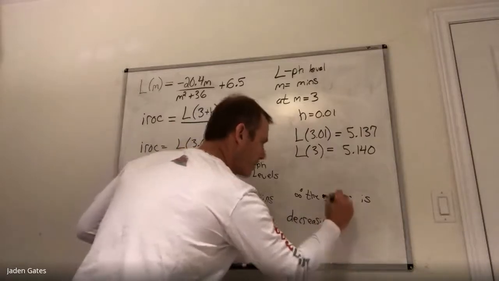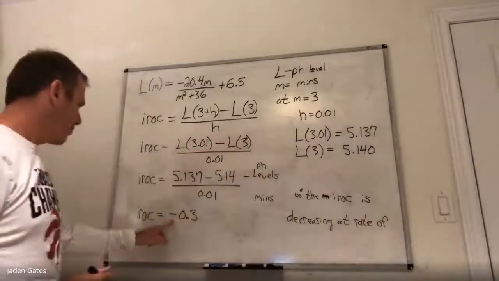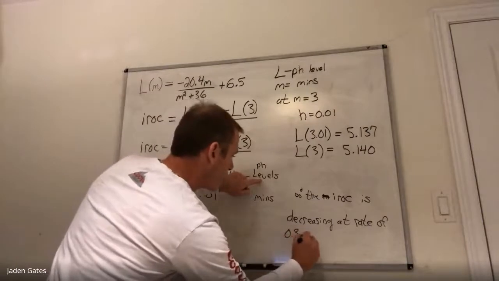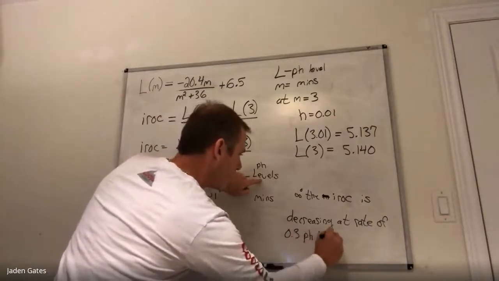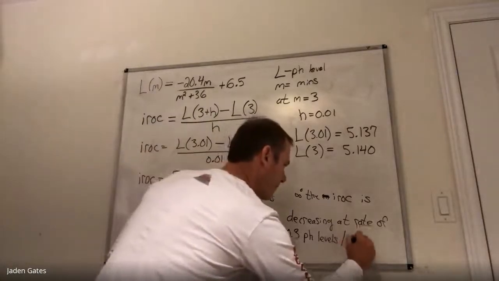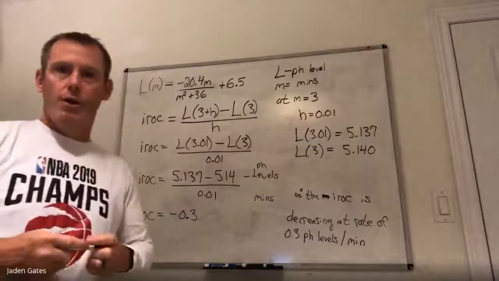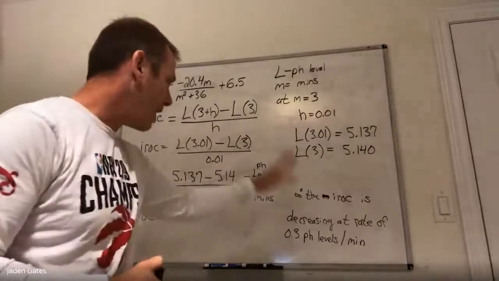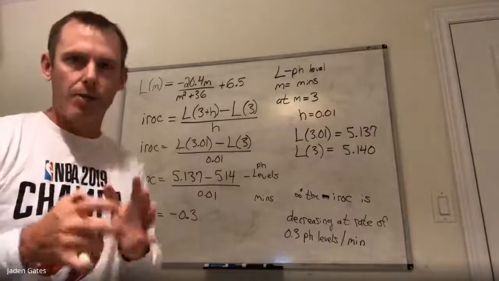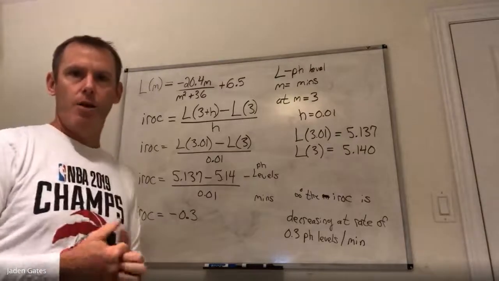at a rate, because that's what we're finding, a rate of, and again, what's the 0.3? 0.3 pH levels per minute. So at that time when you're eating that food, your pH level is dropping. After 3 minutes, it's dropping 0.3 pH levels per minute. That is what we just found out. Any questions about that at all?